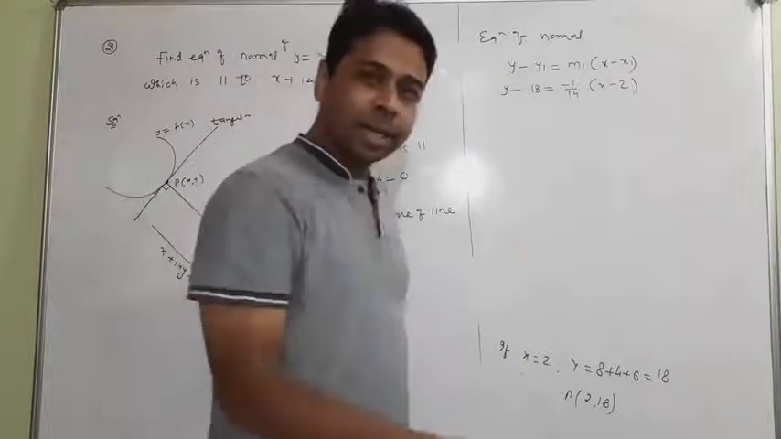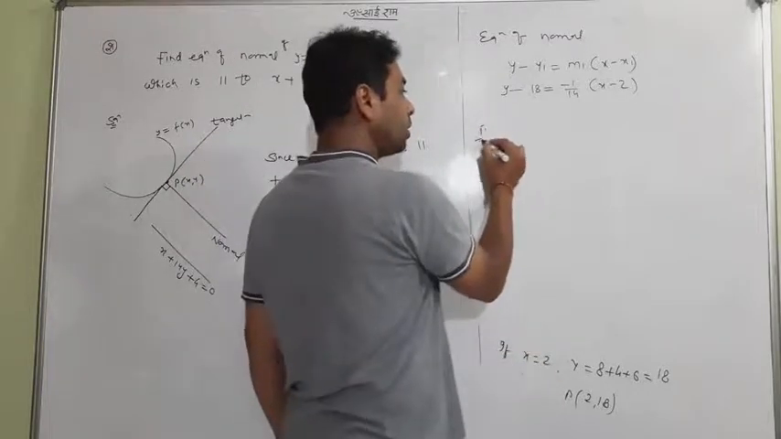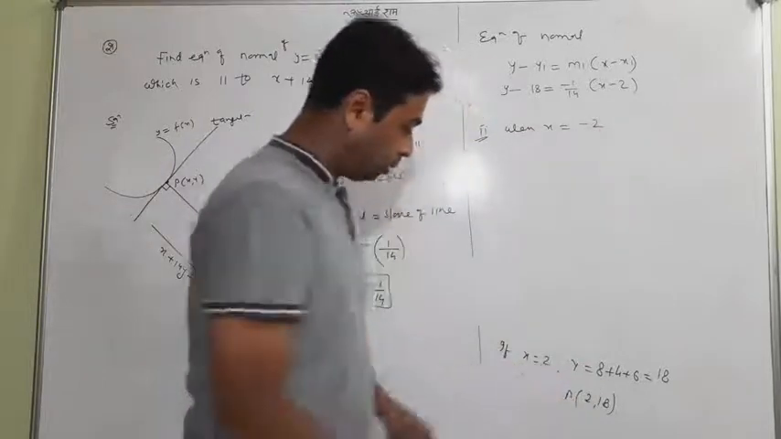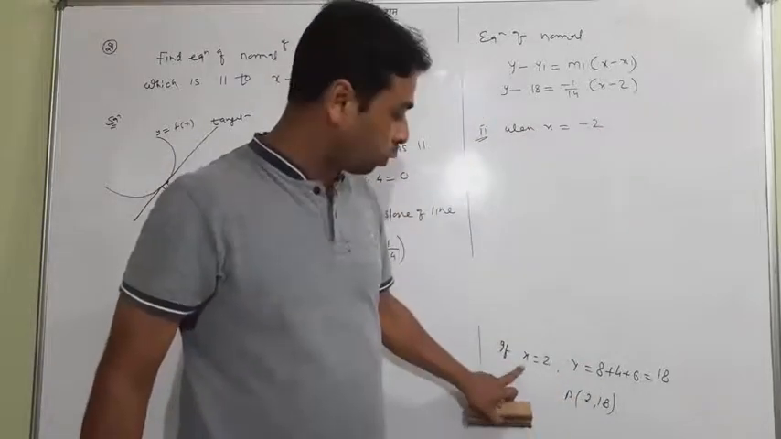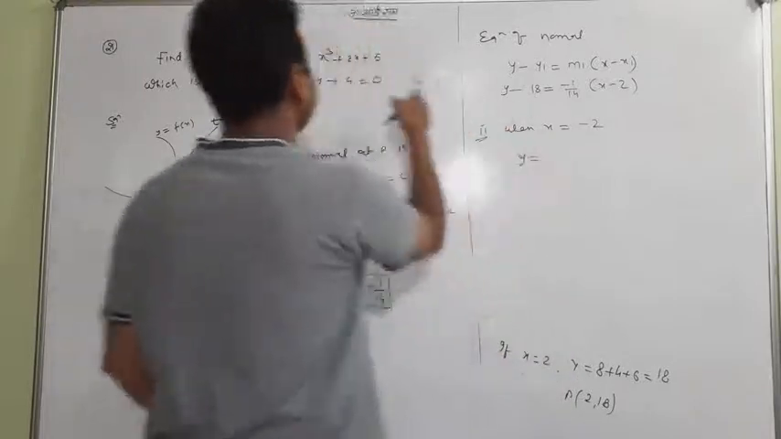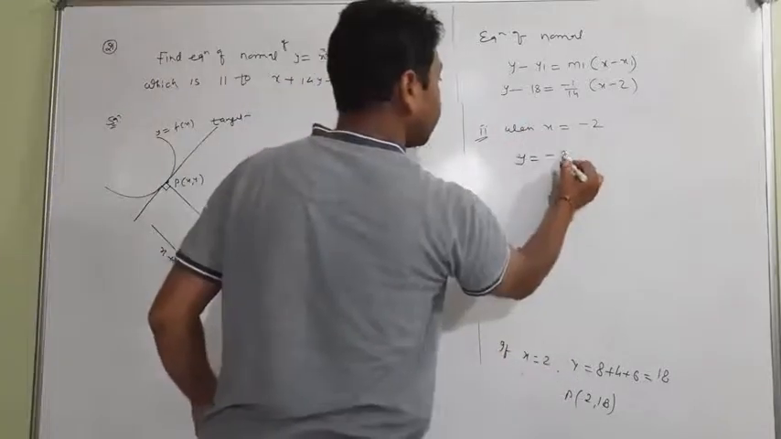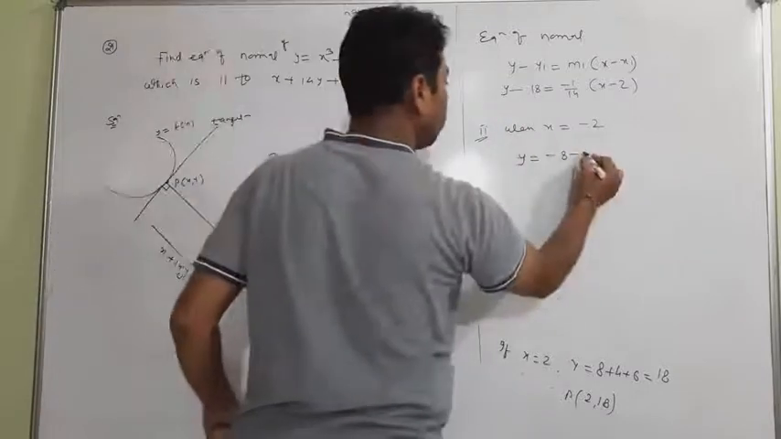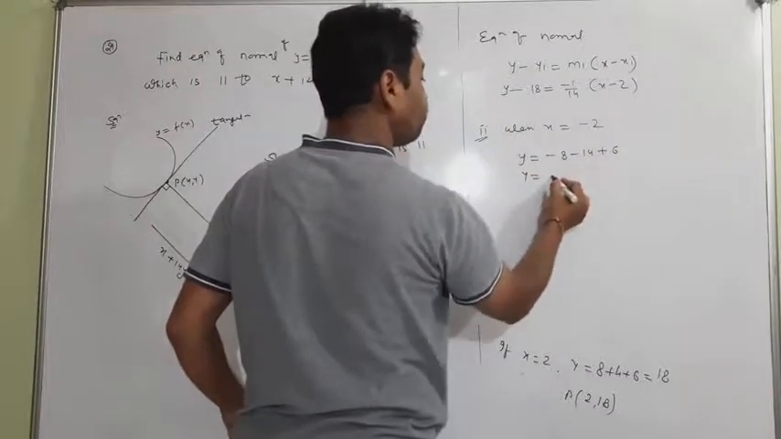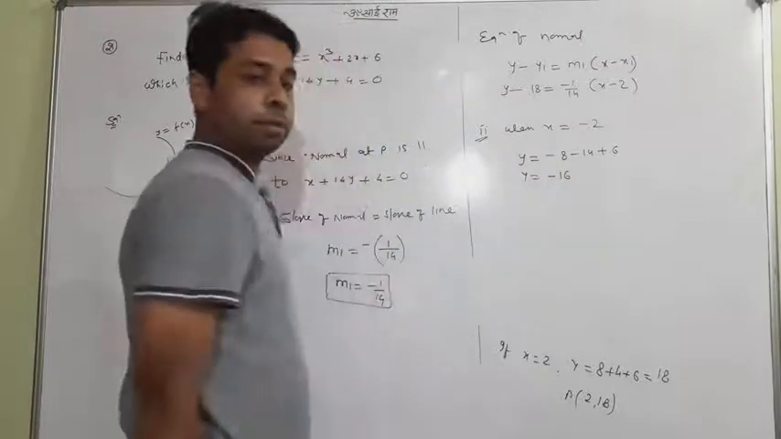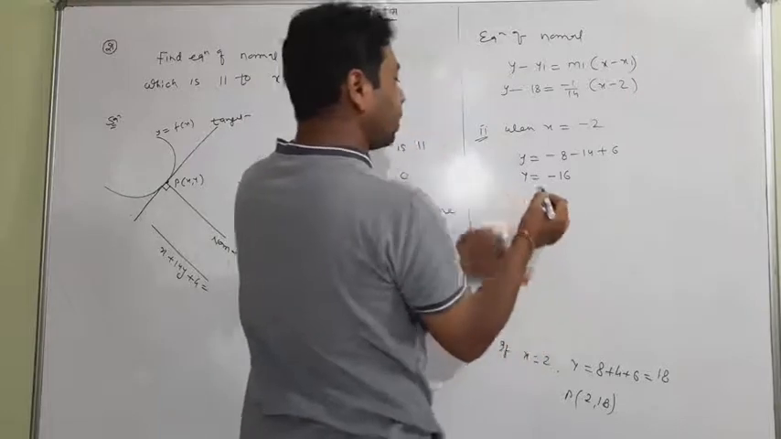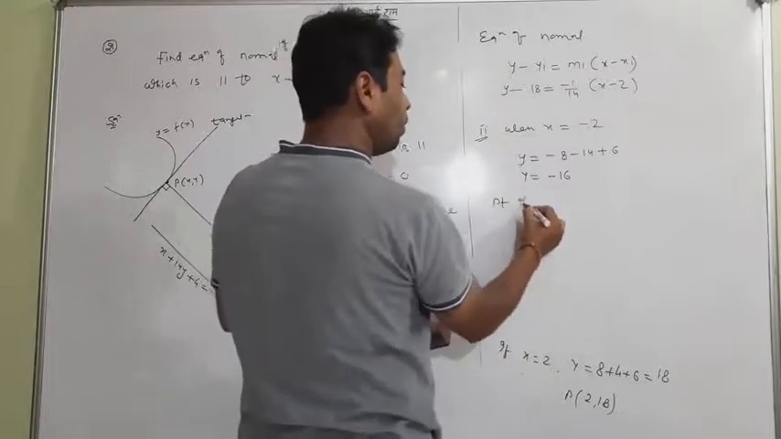And what about the second? The second option is when x equal to -2 is chosen, because we got two options. I took x equal to 2 and x equal to -2. Y will be: -2 cube is -8, -2 twos are 4, plus 6, this is 16.